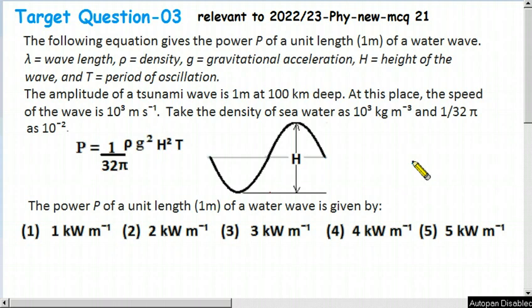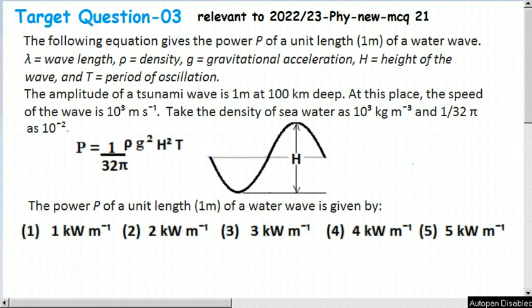Children, I prepared a target question for you. You may try this. Pause the video. After pausing the video, read the question carefully and try to solve this. This one is a new one. New one means I didn't change the original one.